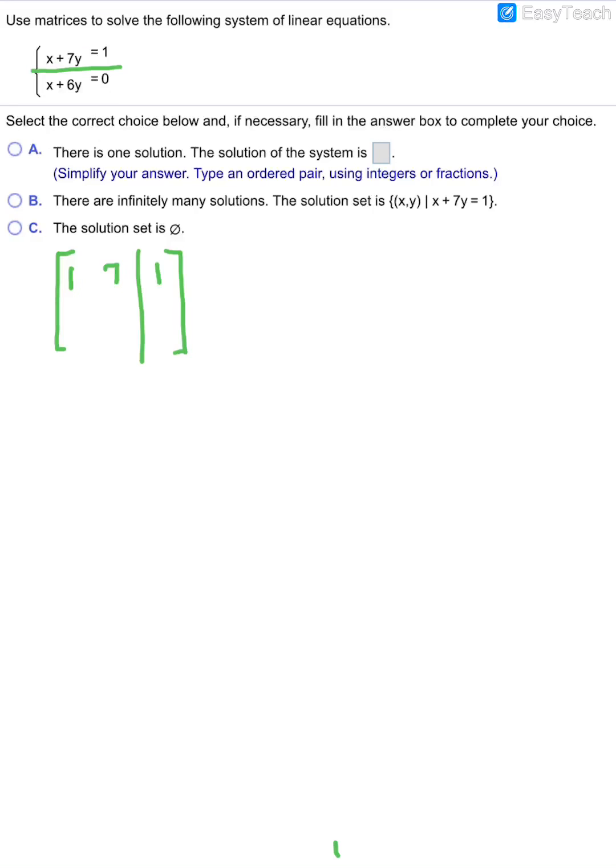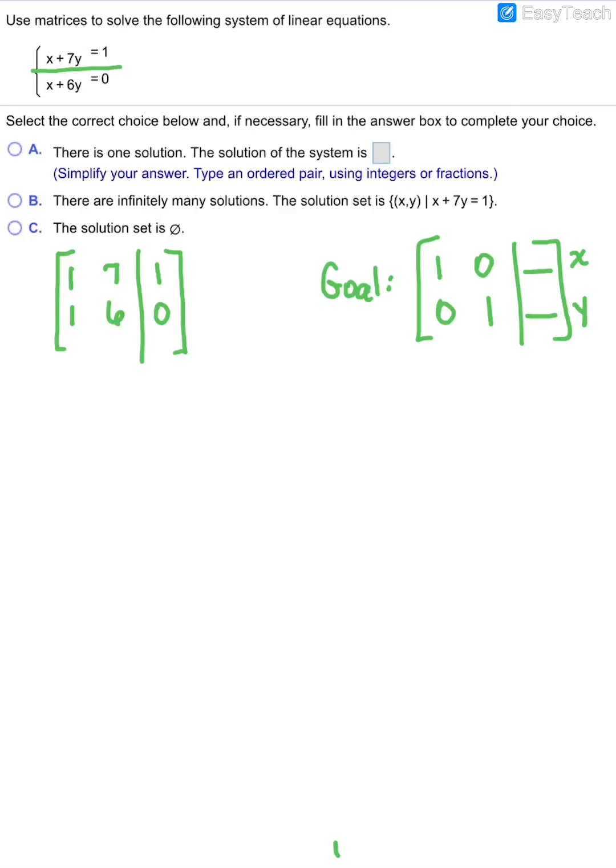And then on the bottom equation, I have a 1 in front of x, I have a 6 in front of y, and my constant is a 0. Now, it's a good idea to think about your goal for what we want in the end, and that is we need a 1 in the top left, and then we're going to want to get a 0 below it, and then a 1 in the bottom right, and a 0 above that. And once we reach that goal, then your value of x and your value of y will be sitting on the right-hand side of the matrix.